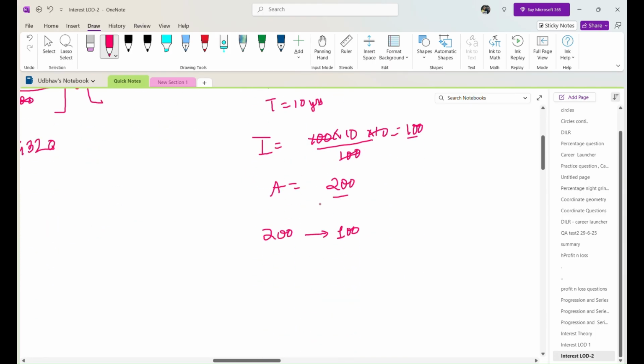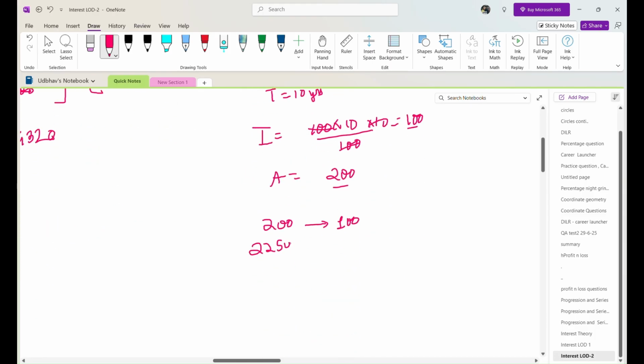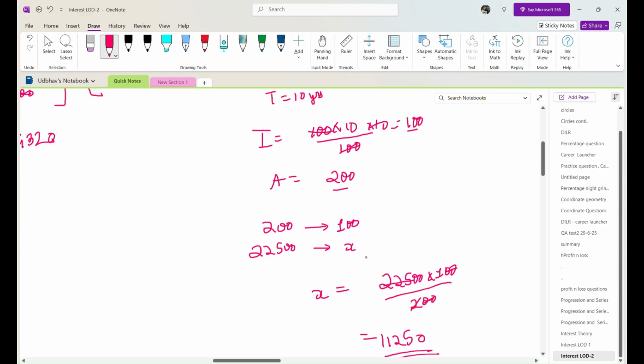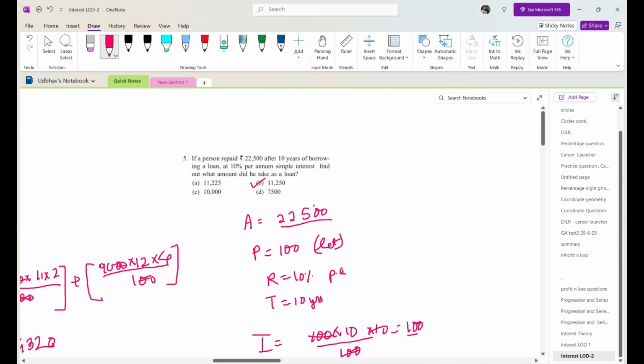Now when our amount is 22,500, what will be our sum? Next will be 22,500 into 100 upon 200. It will give us 11,250.